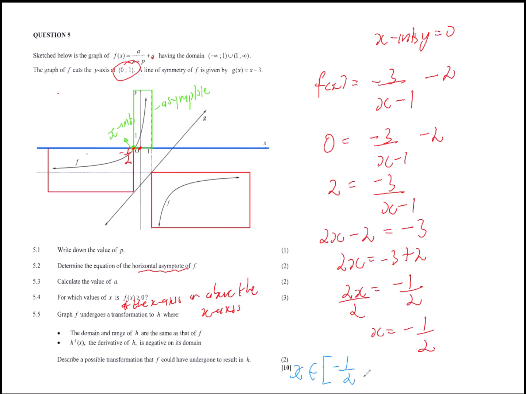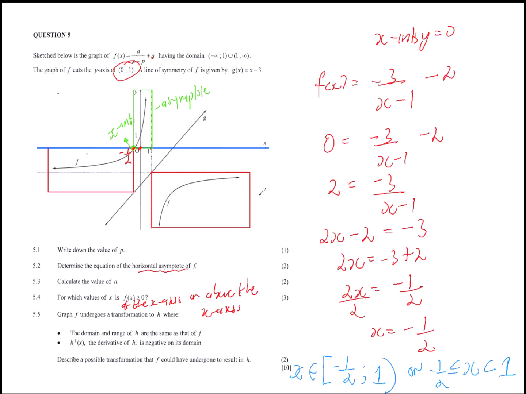So we want to have negative half all the way to 1. But when I write 1, I'm going to use round brackets, because 1 should not be included in the critical values since it is an asymptote. Your graph will not touch it. Another way of writing it is to say x is greater or equal to negative half, but less than 1. It's up to you how you want to write it. But that's how you were supposed to get those 3 marks.